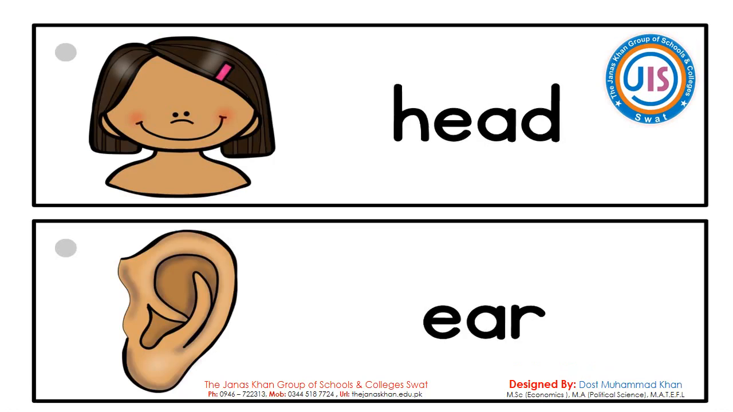So two more. What is this? This is head. This is head. Head. And this is the ear. We have one head, and we have two ears.